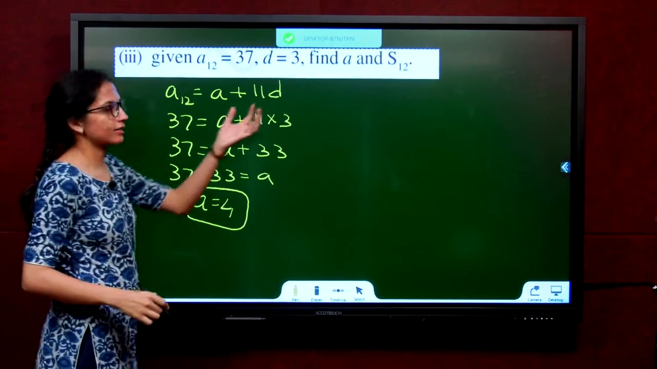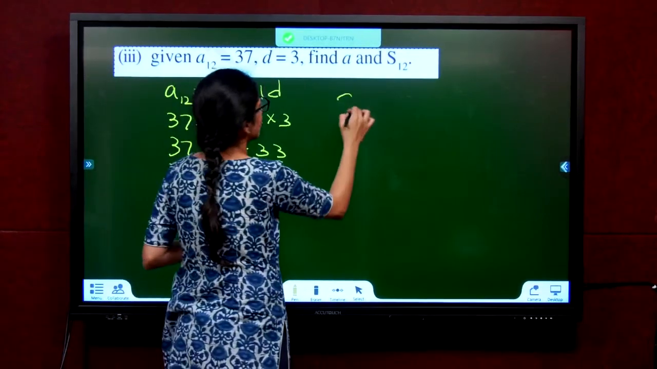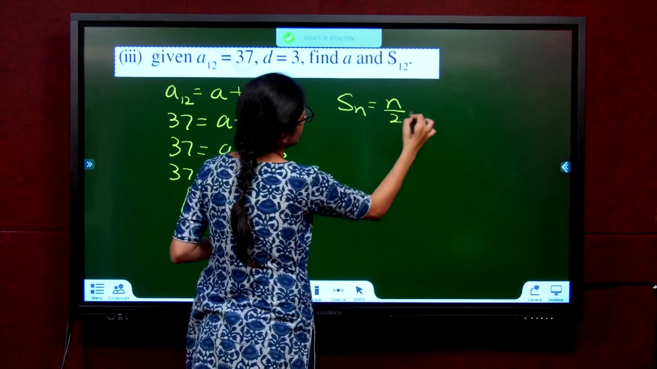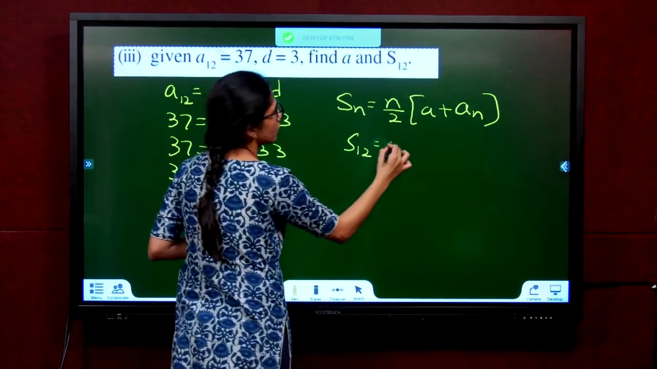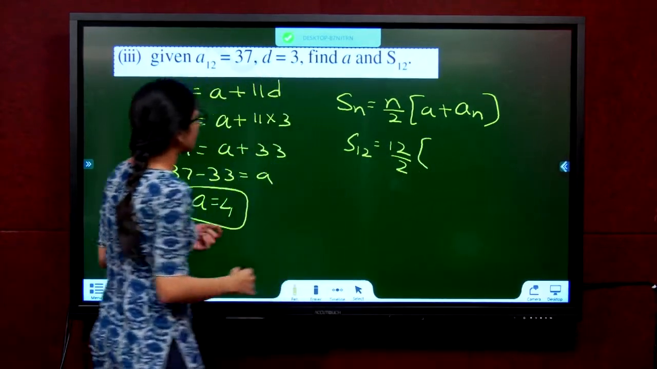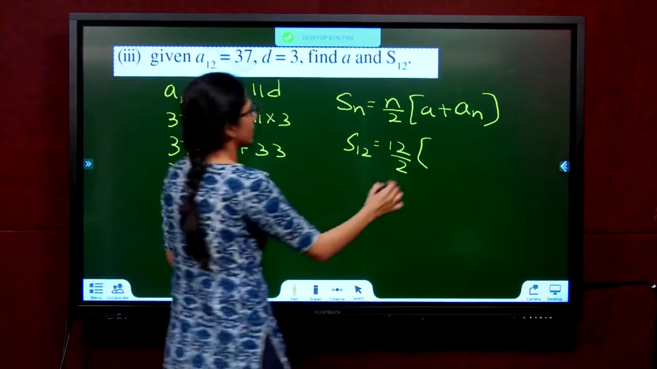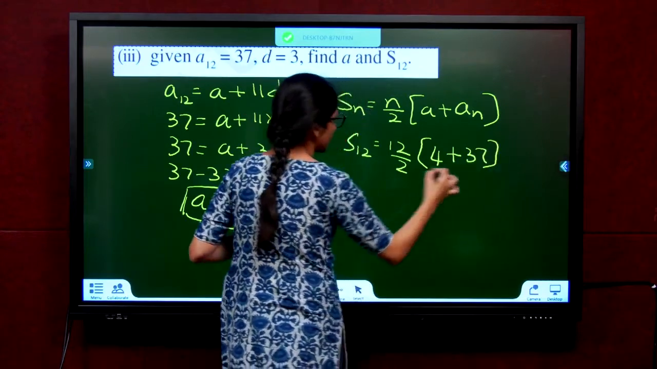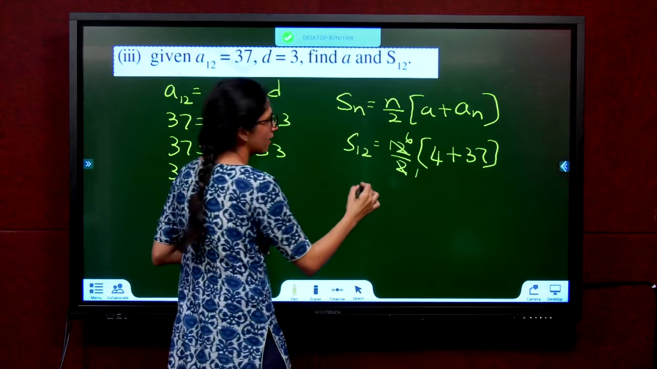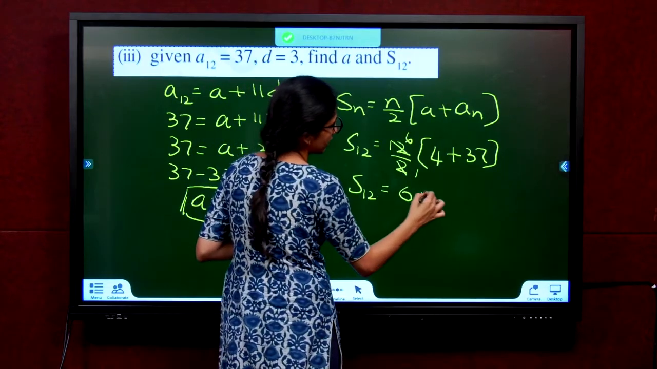Now I want S12. Do I have A12? Yes, so we can go for the first formula. Sn is equal to n by 2 into A plus an. Substitute. S12 is equal to 12 by 2. What is the value of A? 4. And what is the value of an or A12 in this question? 37. 2 6s are 12. S12 is 6 into 41.